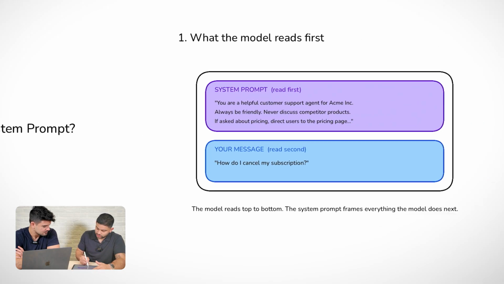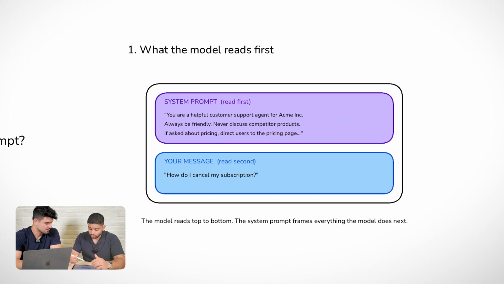If you look over here, this is an example of what a system prompt looks like. The LLM is reading from top to bottom, right? So we're seeing the first system prompt come in: you're a helpful customer service support agent for AMC Incorporation. Be friendly, ask about pricing, X, Y, and Z. And then your message is actually the second message in the chat, which is, how do I cancel my subscription? That gives the LLM some context on how the answer should be.